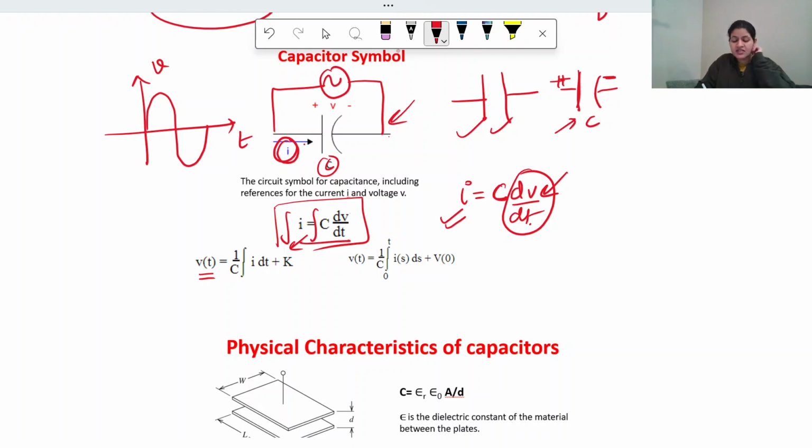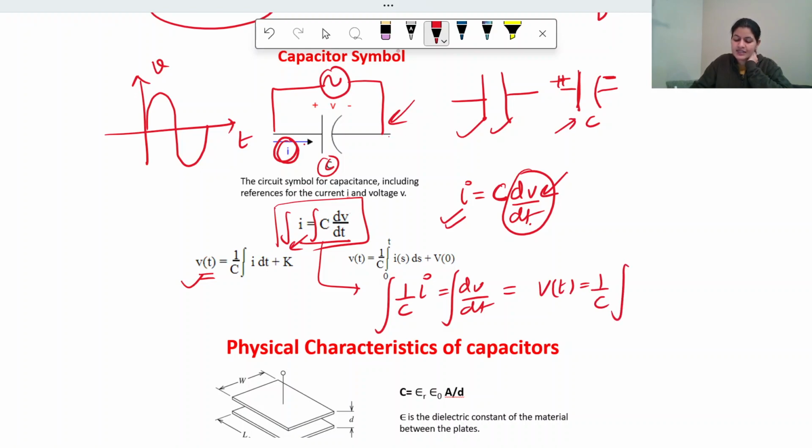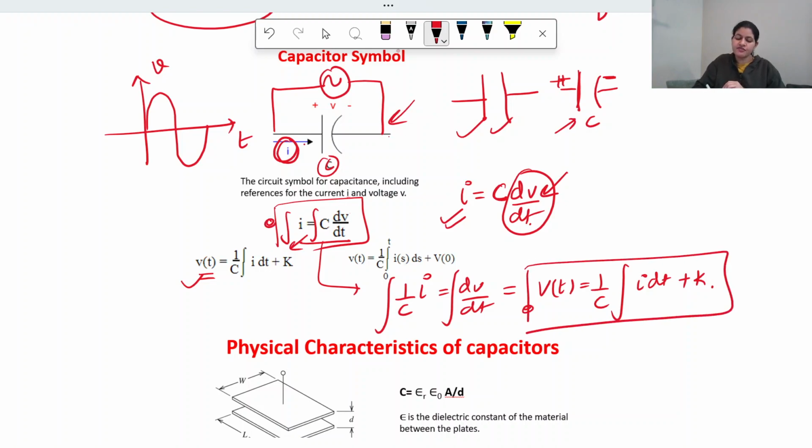So if you integrate both sides, Vt will be 1 by C, right? You know this: 1 by C I is equal to dV by dt. And now if you integrate both sides, Vt is equal to 1 by C, which is constant so it comes out, times the integral of I dt plus K, right? So this formula is derived from this one.